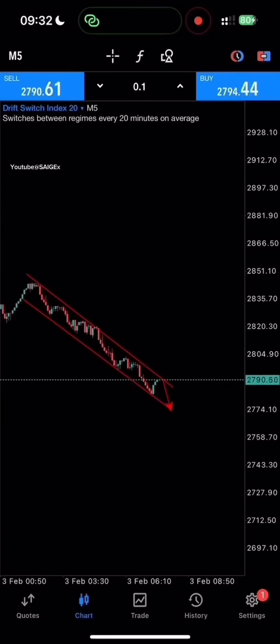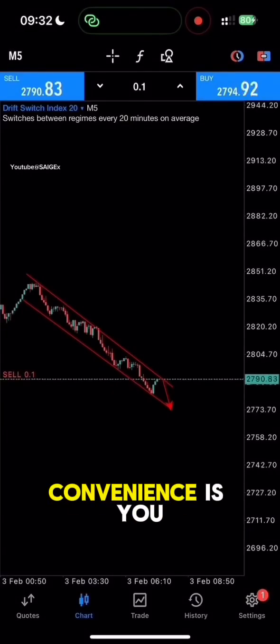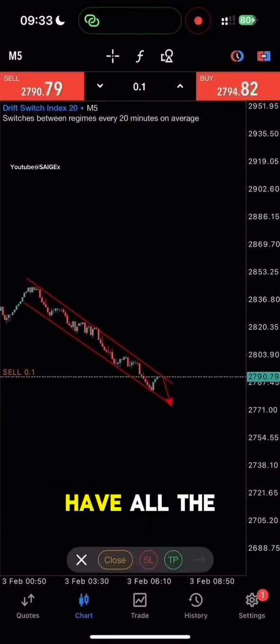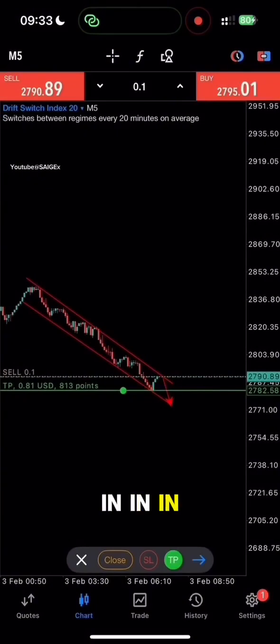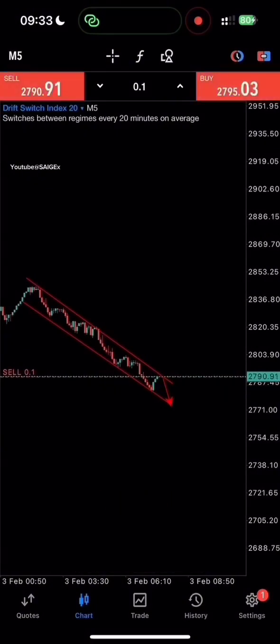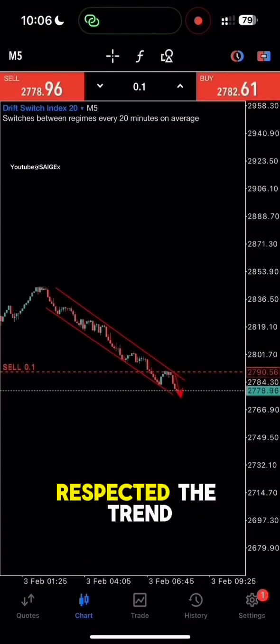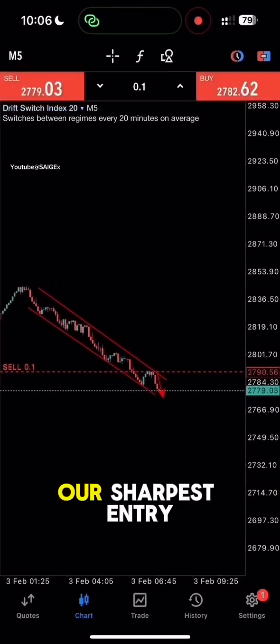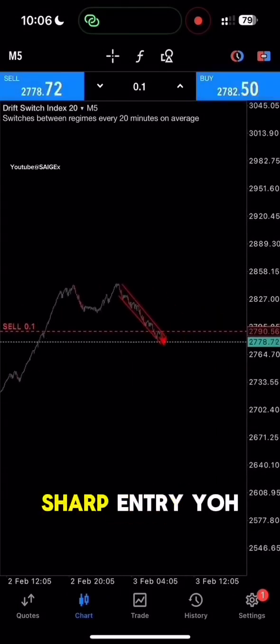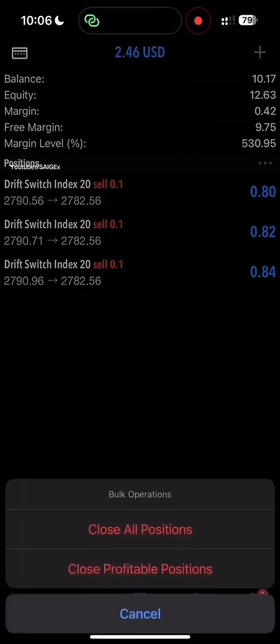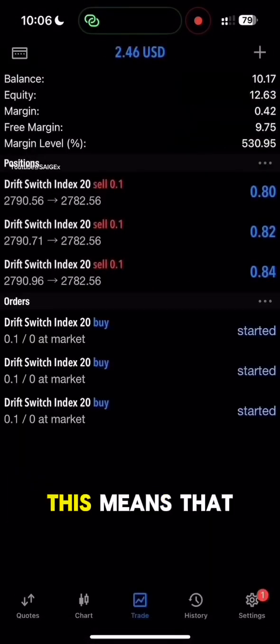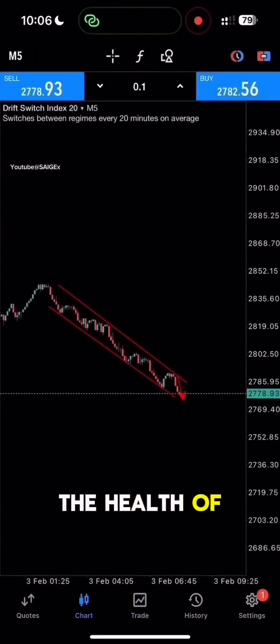It's good for convenience as you have all the stuff in one area. So we have identified our sell right here, and as you can see, it already respected the trend by going down. Sharp entry, guys.